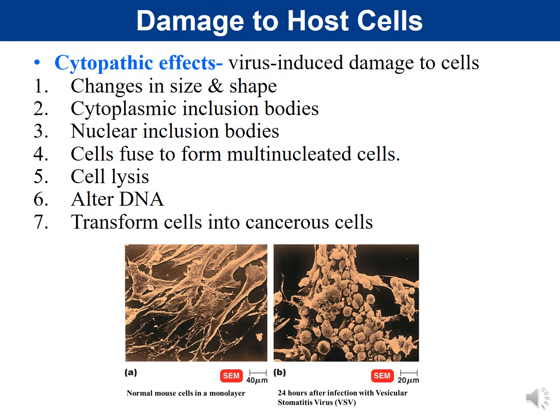Another effect on host cells can be detected as cell lysis, meaning that the host cells start to rupture. We can have alteration of DNA, so the DNA might be altered based on the infection. And lastly, this can be detected because viruses can transform cells into cancer cells. And so we're going to talk in a little bit about oncoviruses, or viruses that make cells more susceptible to cancer.